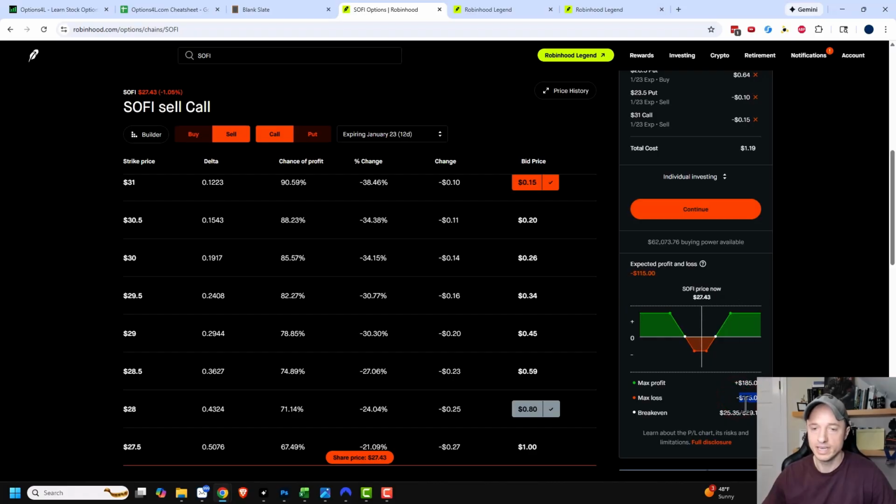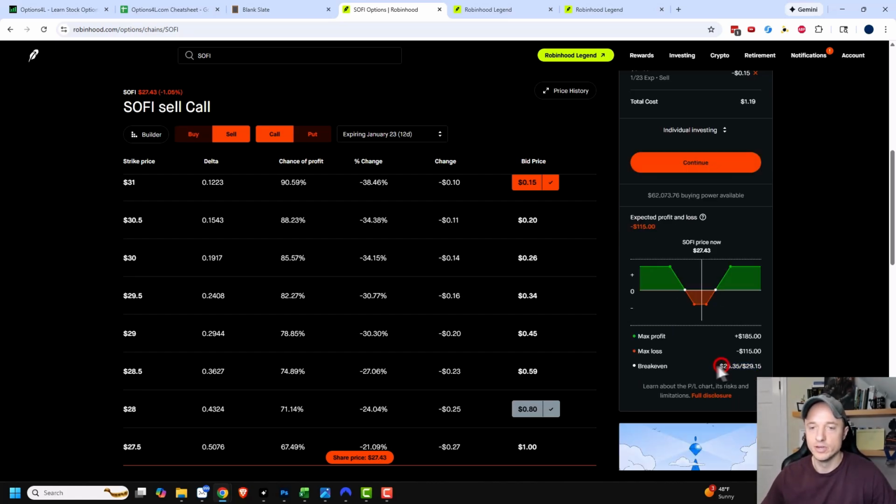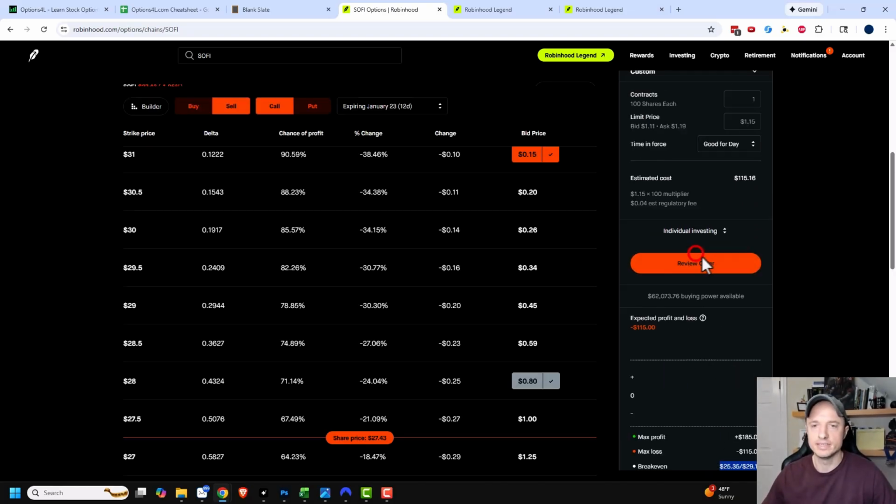So a more significant max profit, a little bit larger maximum loss, but also my break evens move further away as well. So I need SoFi to make an even larger move in this particular example. But I just wanted to show you how the width of the strike spread impacted your profit and loss. And when you're ready to place the order, you just come here to continue.